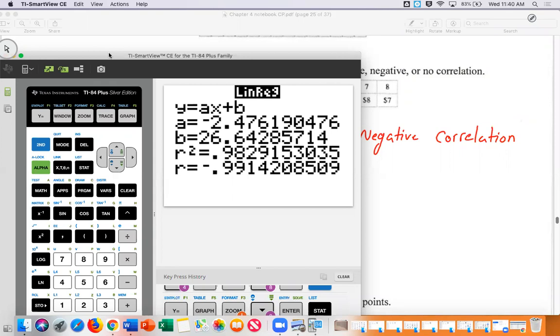So let's write down our work. So we're going to write down y equals negative 2.4, should I call it 48 or 47? How should I round that? Anybody? 48. So we're going to write y equals negative 2.48 x plus, should I call it 0.64 or 0.65? 0.6 what?